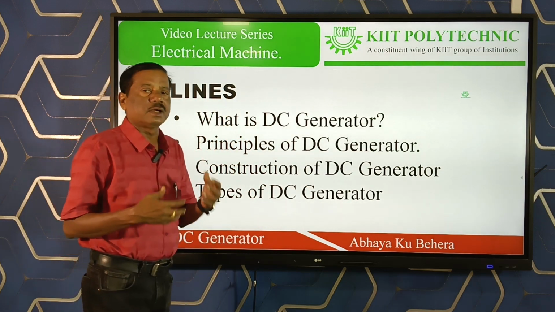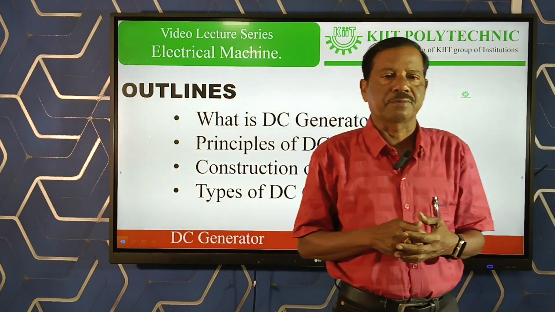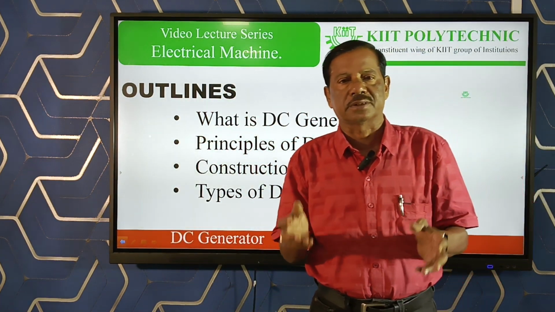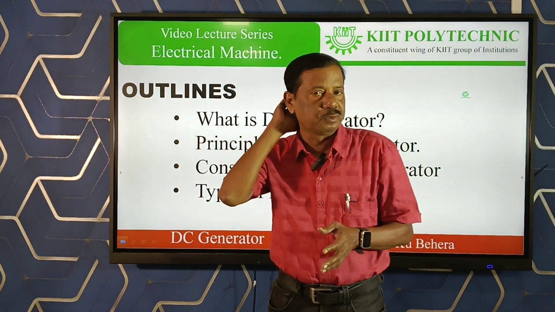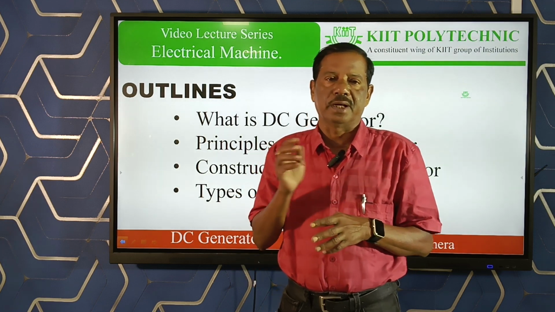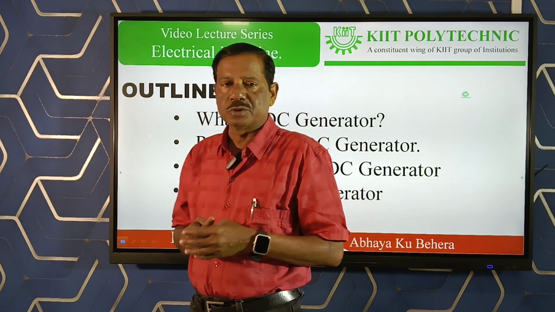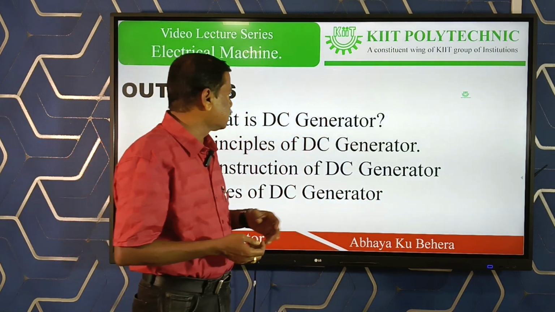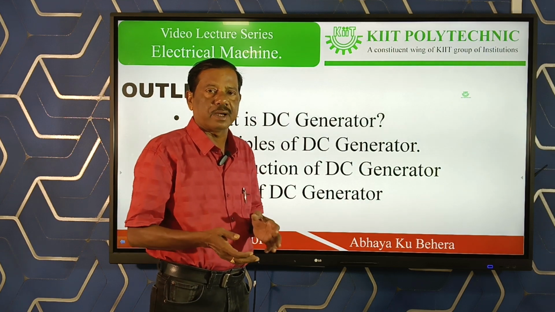First we will see what a DC generator is, then the different parts of construction inside the generator, which are helpful for the conversion of energy from one form to another. Then we will go for the principle behind it. So today we will see only two things: what a DC generator is, and what the different parts are.